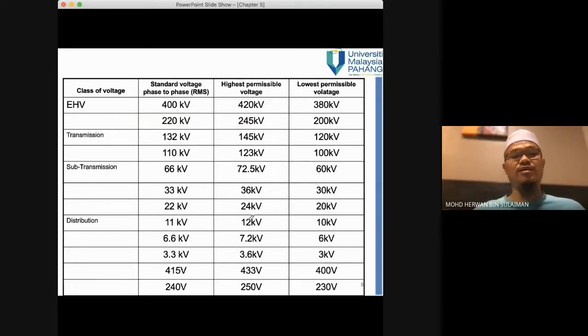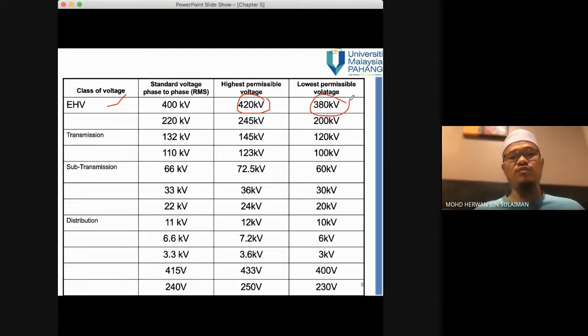So this one is the rated class of voltage. I think this is common, as we know. So we have extra high voltage. This is the rated, about more than 400 kV. So we have a highest permissible voltage of 420. Normally it's plus minus 10%, or plus minus max I think 15%.